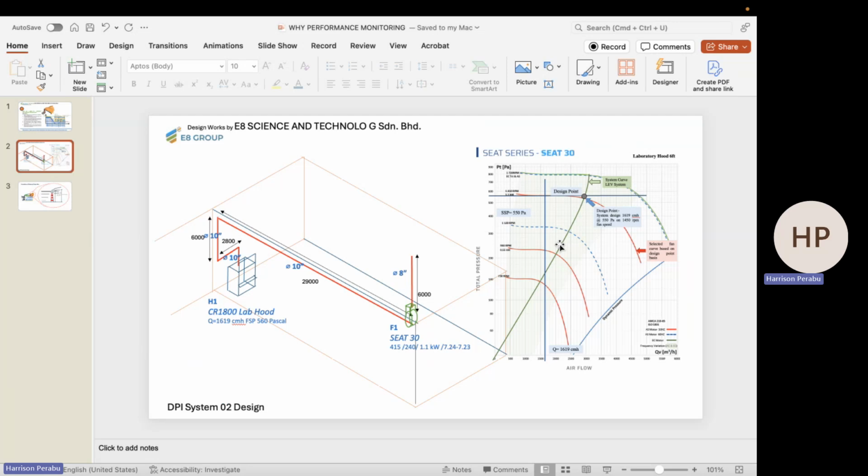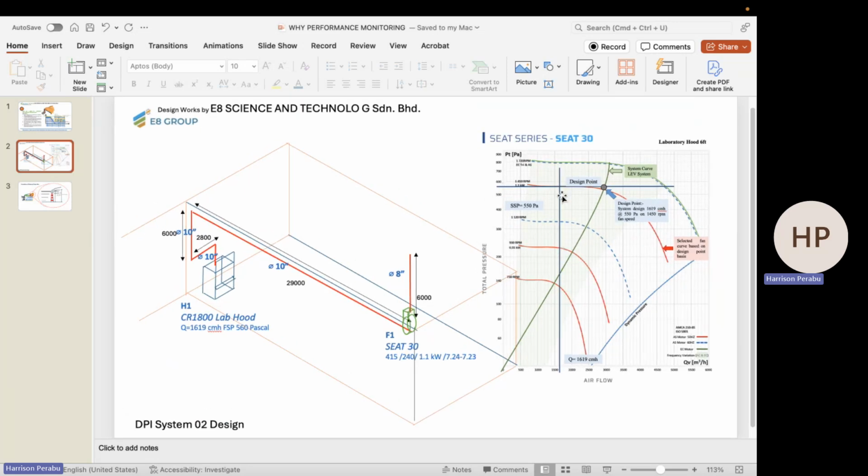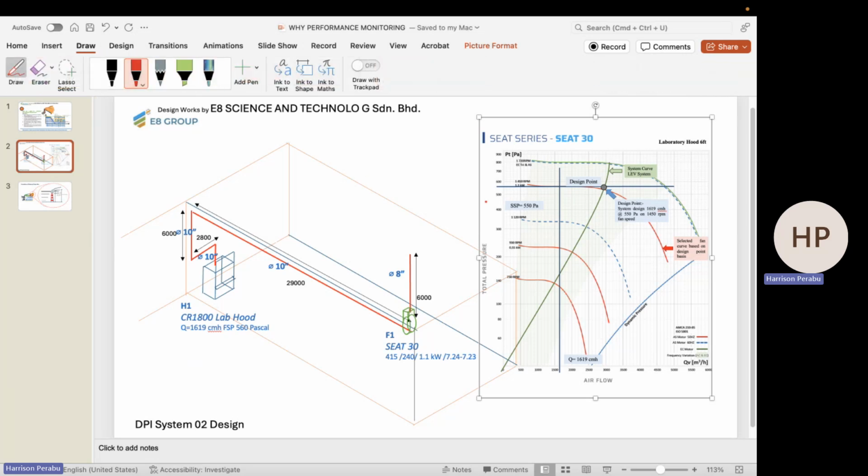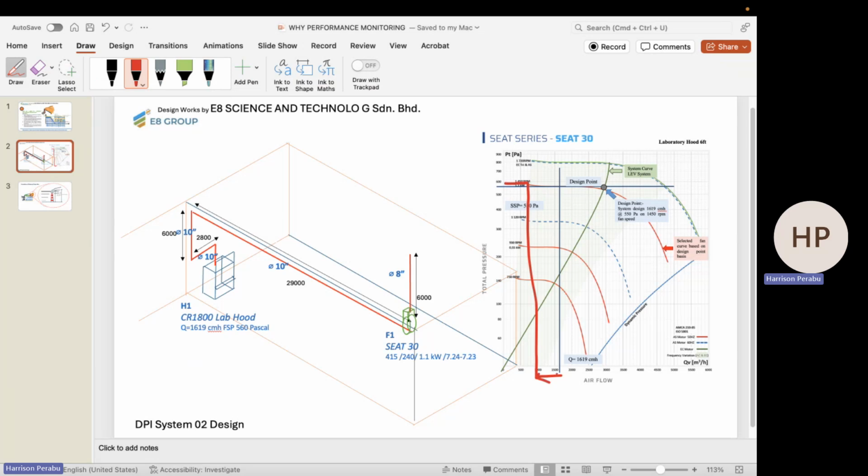For example, a little bit of technicality, if you look at it here. Now, the system is designed for 550 Pascal. Assuming that it goes up to 600 Pascal, what is going to happen is you're going to have the flow rate dropping. When this goes up to 600 Pascal, the flow rate will come down here. So you're going to have a drop in flow rate of about 500 cmh. The 500 cmh will definitely affect your capture velocity, your transport velocity, your filtration velocity, and your efflux velocity.